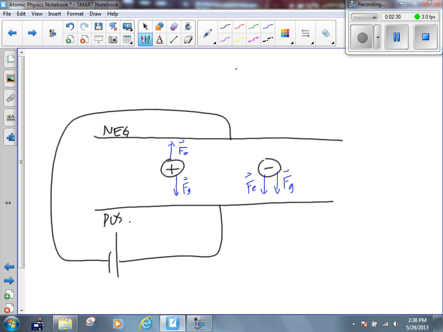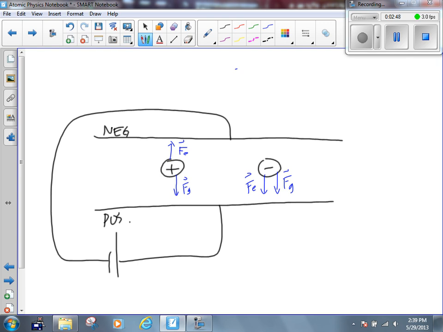Yesterday it was negative charged particle, we had an electric force acting up. Positively charged particle, we had an electric force acting down. Why is it different today? Because we reversed the polarity of the plates. The top plate was positive, now it's negative. Okay, the bottom plate was negative, now it's positive.